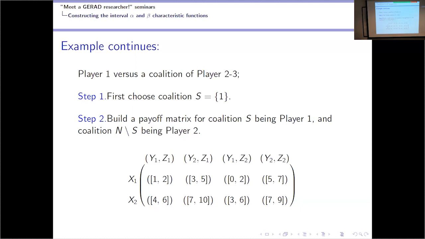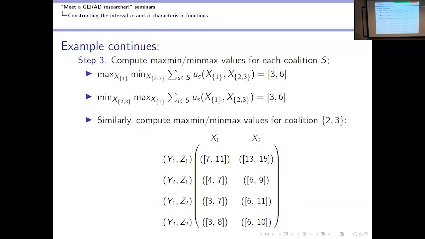And here, I'm going to compute the max min value. How can we compute it? On the first row among these intervals, I think it's not very difficult to see, this is the minimum value, right? 0, 0, 2. And on the second row, among this interval, this is the minimum value, 3, 6. And among these two minimum values, the maximum value is 3, 6. So this is the max min value that we get here.